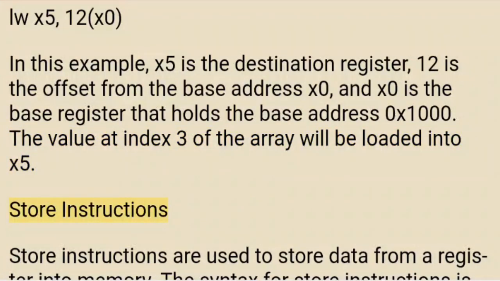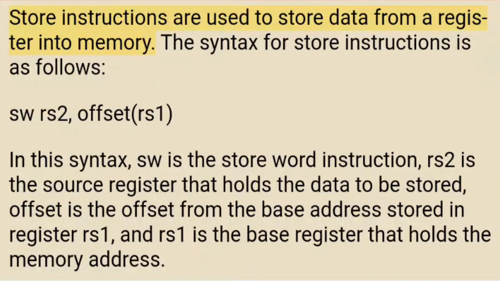Store instructions. Store instructions are used to store data from a register into memory. The syntax for store instructions is as follows. SW rs2, offset(rs1). In this syntax, SW is the store word instruction, rs2 is the source register that holds the data to be stored, offset is the offset from the base address stored in register rs1, and rs1 is the base register that holds the memory address.